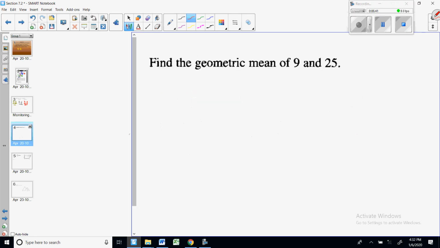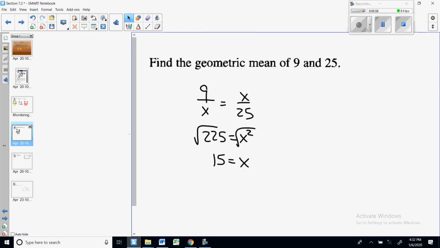One last geometric mean. We want to find the geometric mean of 9 and 25. So again, you put 9 over x equals x over 25. We cross multiply. 9 times 25 is 225, and that equals x squared. Take the square root of both sides, and our value for x is 15. Any questions with geometric means?